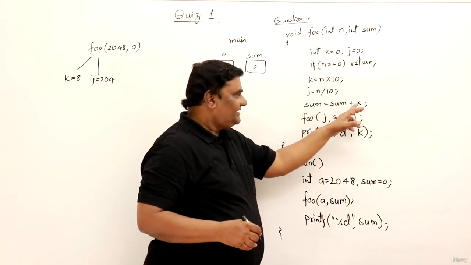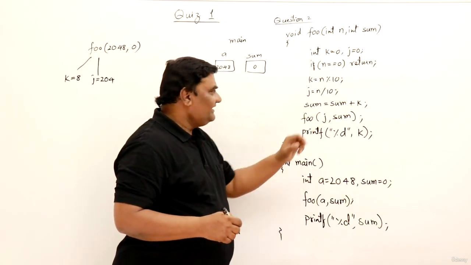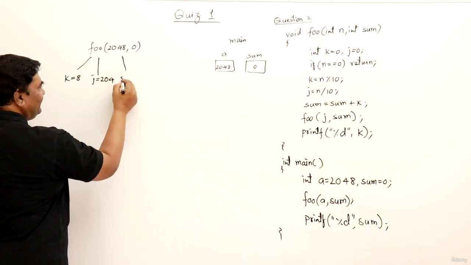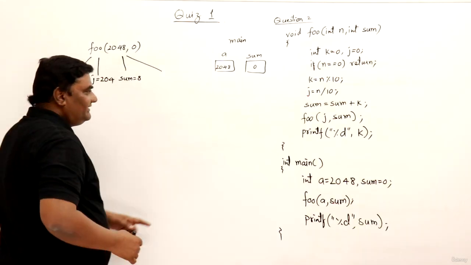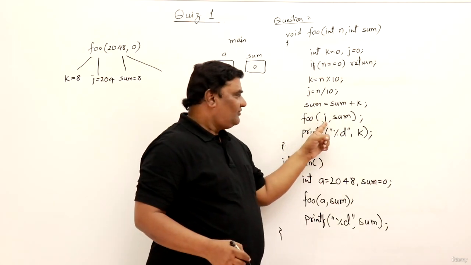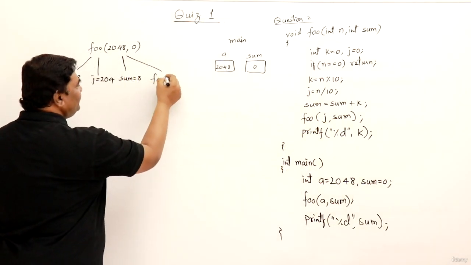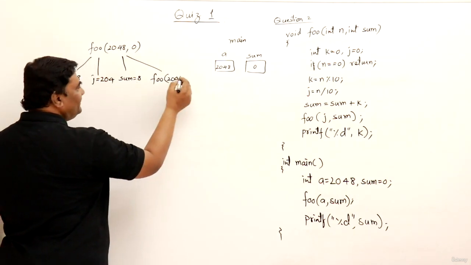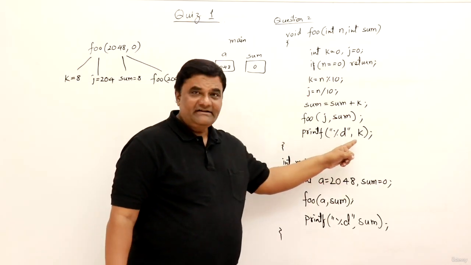Sum assign sum plus k. So what is the value of sum? 0. Sum plus k, so 0 plus k. So sum will be 0 plus k, which is how much? 8. So sum will be 8. The next step, call itself for j and sum. Call itself for j, that is 204, and sum is how much? 8. Then one more step, print k.